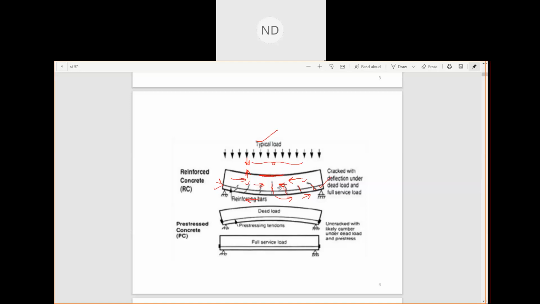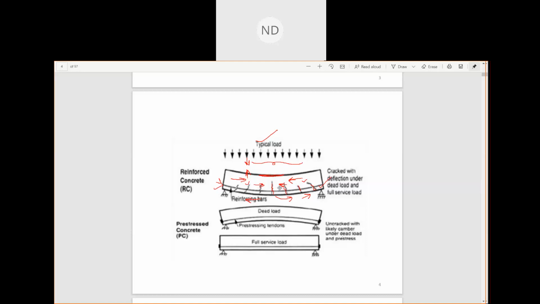Okay, so that we can reduce the depth also. Then, if we have higher strength steel wires, like tendons, which will provide a greater tensile strength, since they are obviously very much higher in strength as compared to normal steels, therefore we can use them in huge structures and for larger loads.